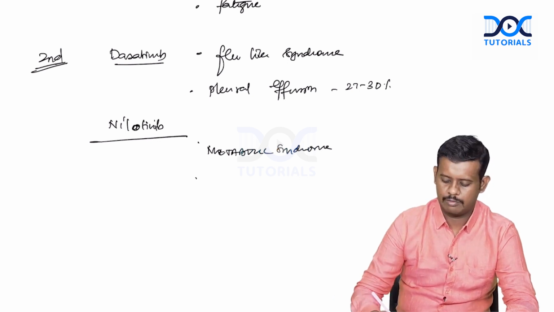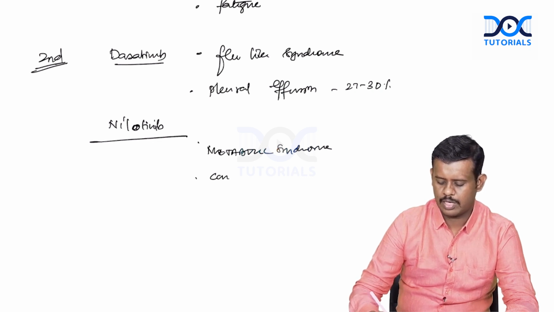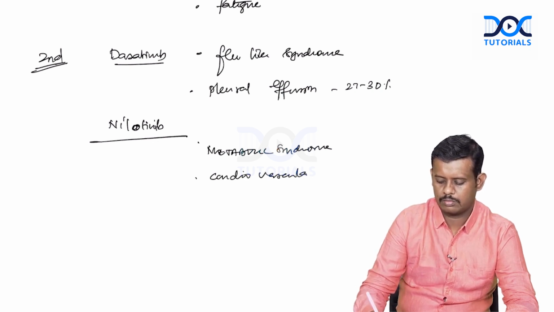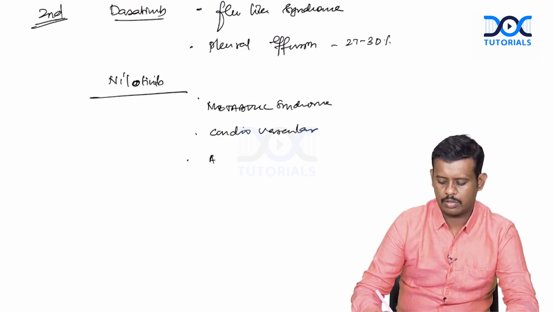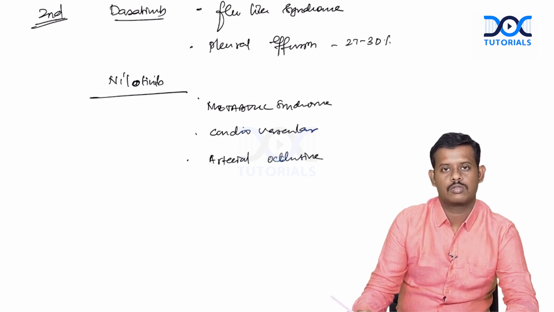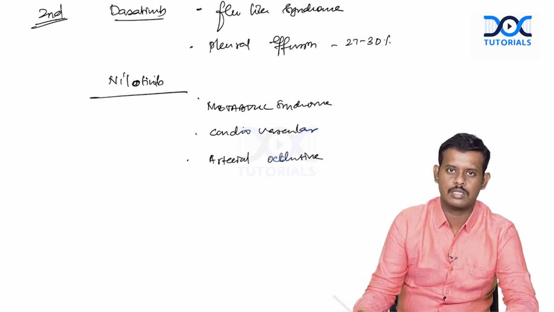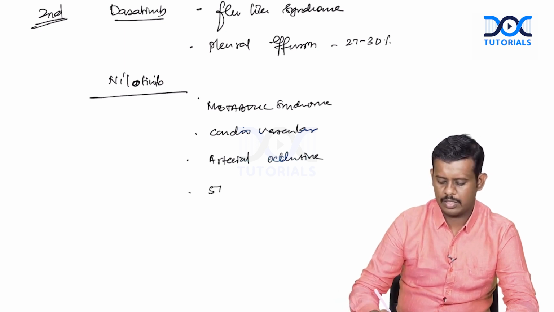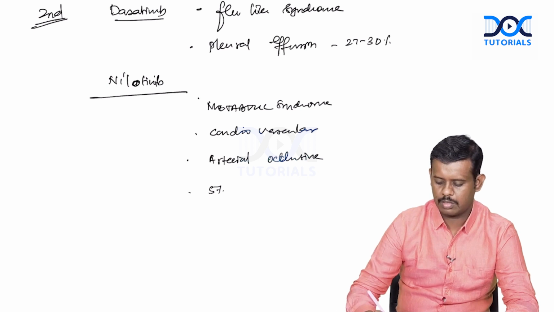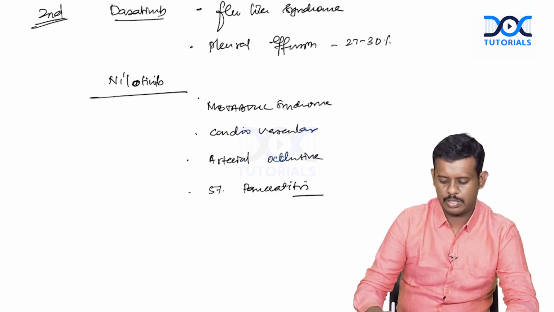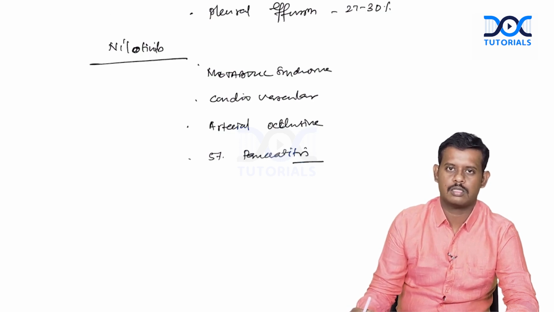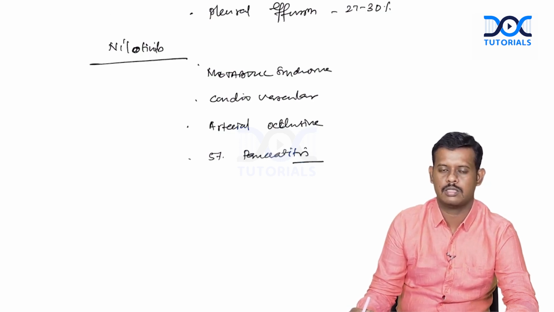Also, they can have cardiovascular side effects. And very important, arterial occlusive diseases. So peripheral arterial occlusions can happen with nilotinib. Also, a very minor number of patients can have pancreatitis. These are to be remembered for us to answer any question related to the drugs in CML.